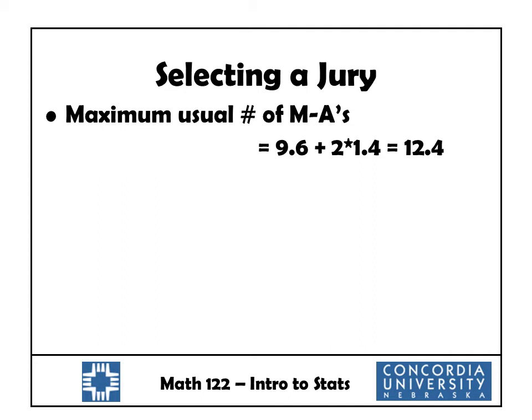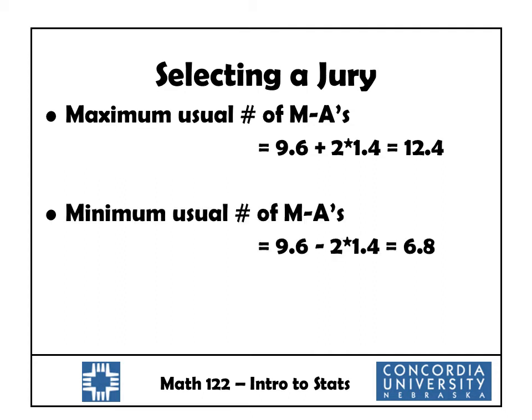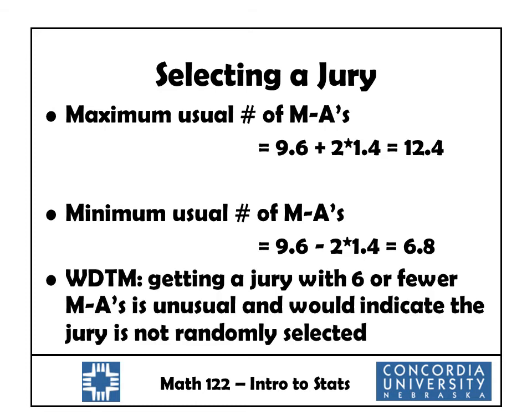Now, it's impossible to get more than 12.4 Mexican Americans on a jury of 12, so that number really isn't meaningful. However, the minimum usual value is 9.6 minus 2 times 1.4, which is 6.8. So anything less than 6.8 would be considered unusual. What this means in more practical terms is that getting a jury with 6 or fewer Mexican Americans is unusual and would indicate that the jury is not randomly selected.